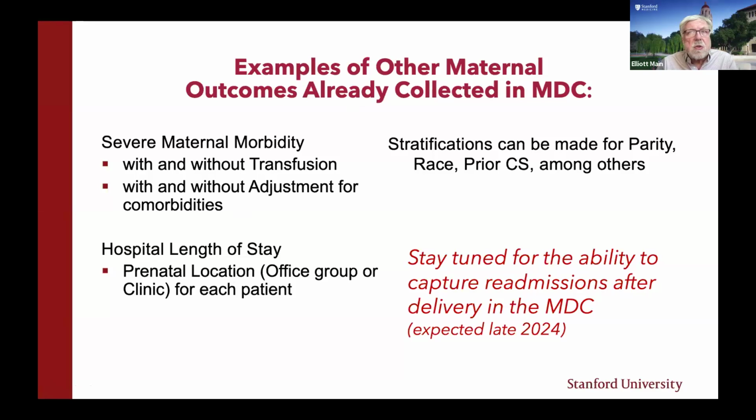We anticipate that we can stratify with data already in the data center for important cofactors, such as the difference between a nullip or a multip, by race and ethnicity, by prior C-section, among others. So these are all going to be important factors for anemia. And as a teaser, I want to, in red here, I want to say stay tuned for the ability to capture readmissions after delivery in the MDC, in the maternal data center. And I think this is going to be an engaging piece that's going to be of value for all the QI projects that we do.